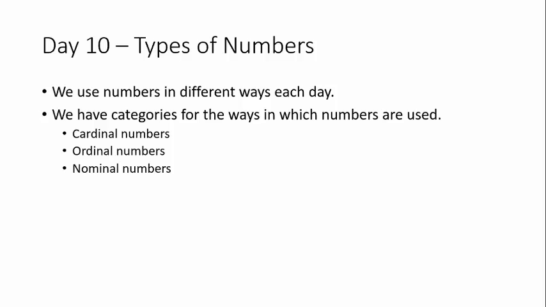We're going to be talking about types of numbers for part of this lesson. Because we use numbers in different ways, we have names for the different types of ways that we use numbers. The three categories are cardinal numbers, ordinal numbers, and nominal numbers. Let's explore each of these.